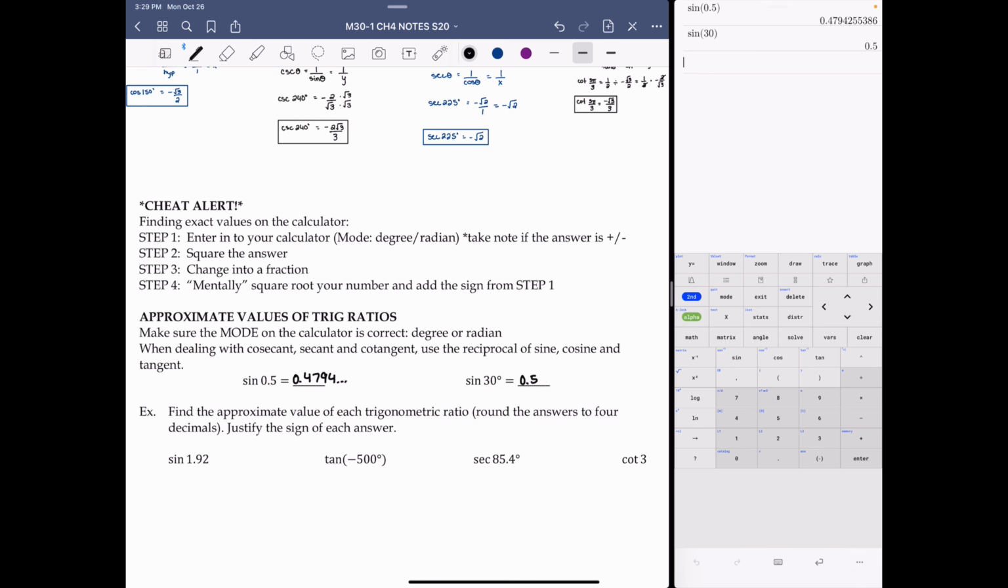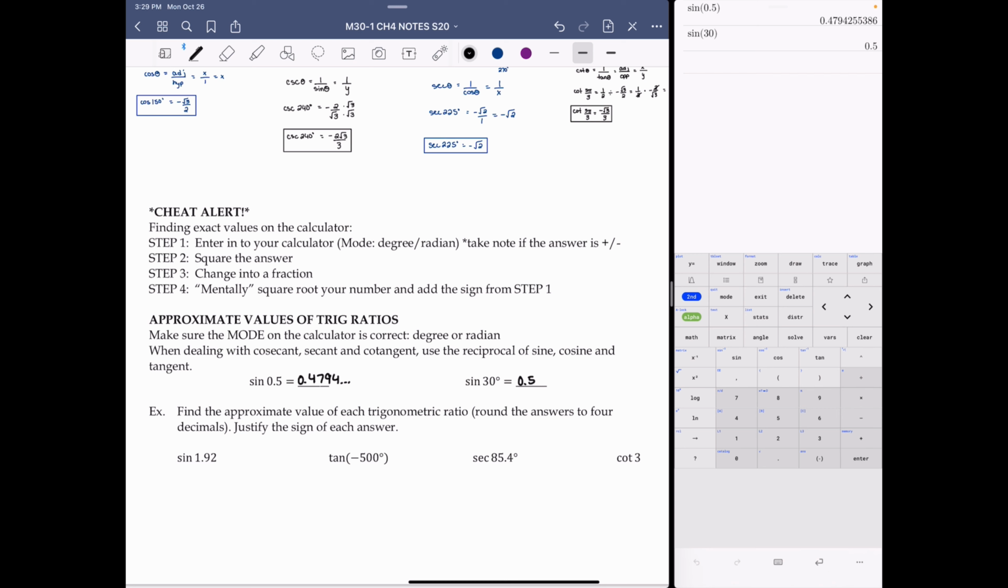Example: find the approximate value of each trigonometric ratio, round the answer to 4 decimals, justify the sign of each answer. Sine of 1.92, there's no degree symbol, so this is in radians. I need to go mode, down, change that to radians, exit, then I go sine 1.92 equals 0.9396.